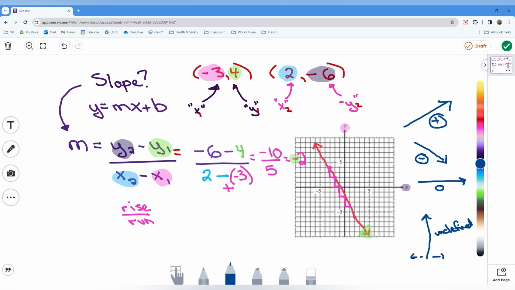If you have a run of 0, you can't divide by 0 because that will come out as an error. That is undefined. So if you are trying to calculate slope, you can either look at points on the graph or you can take your ordered pairs and plug those numbers into the equation. I hope that helps you solve finding the slope of a line.